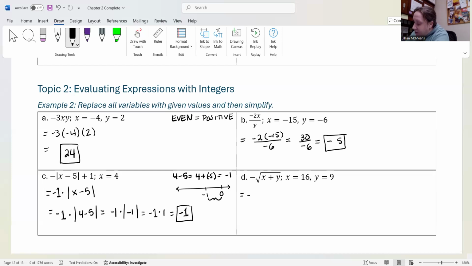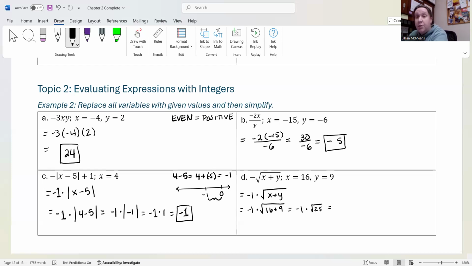I'm going to treat that negative like a -1 times the square root of x plus y. So that's going to be -1 times the square root of 16 plus 9. I've just replaced my x and my y. Then that's going to be -1 times, and let's finish our addition under the radical. In this case, we're treating that radical, that square root, kind of like grouping symbols. So we want to take care of 16 plus 9, which happens to be 25.